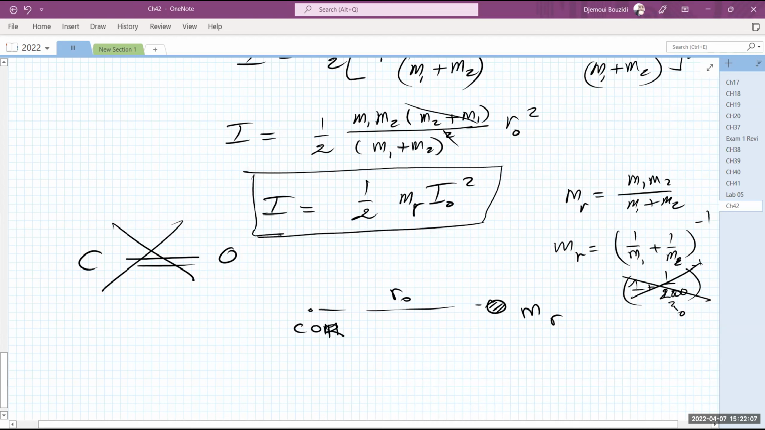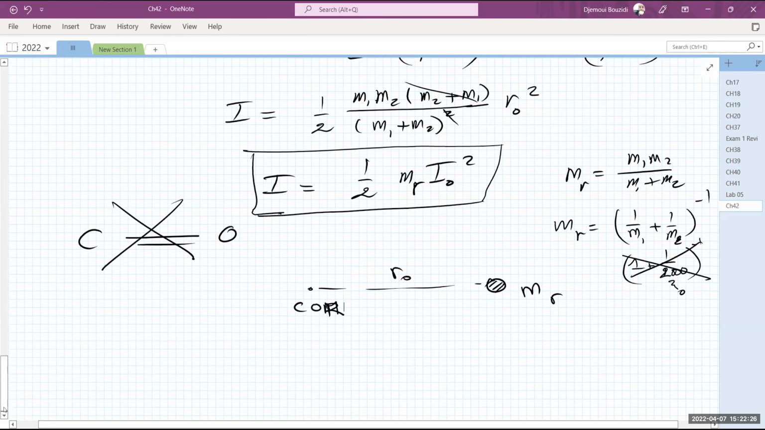Where r naught is not r1 or r2. It's the separation between the two atoms. So this is how the system works. It works as just one unit. The whole molecule now is behaving as just one unit around the center of rotation at a distance r naught from it. And the mass is that of the reduced mass.